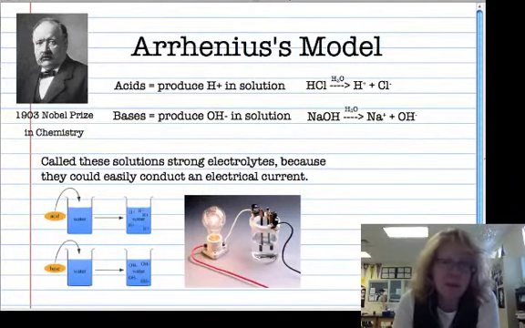He actually won the Nobel Prize in Chemistry around the turn of the century for this, and his idea was that an acid, kind of like what we've already talked about, acids produce hydrogen ions when they're in solution, and bases produce hydroxide ions in solution.